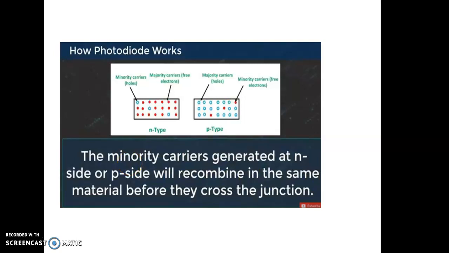So how does it work? N-type and P-type. The minority carriers in N-type are holes. The electrons are the majority carriers in N-type, and P-type is the opposite. The minority carriers generated in N-type or P-type will recombine in the same material before they cross the junction. So the minority carriers will recombine with the majority carriers that are present, in the same material before they cross the junction.